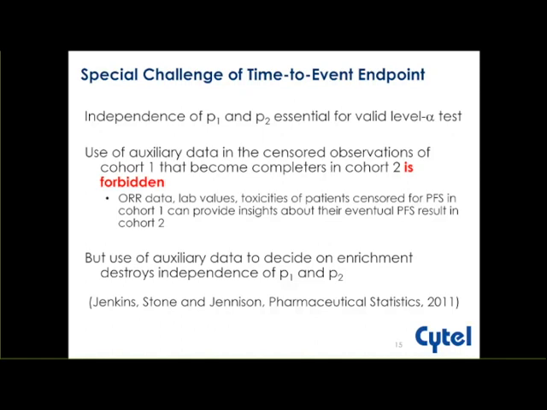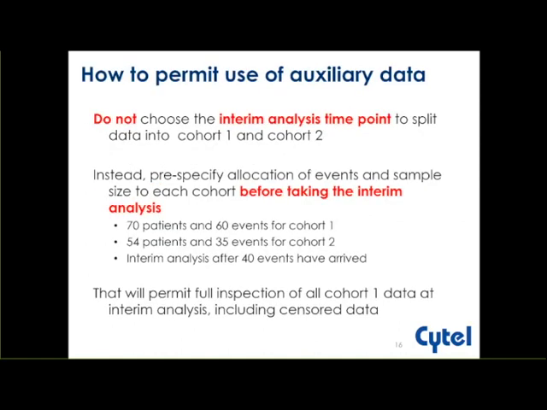So instead of choosing the interim analysis time point to split the data in cohort 1 and cohort 2, what needs to be done is to pre-specify the allocation of the events and the sample size to each cohort before taking the interim analysis. So, as an example here, you can specify that cohort 1 is going to be 70 patients and 60 events. The interim analysis is going to be taken after 4 events have arrived, and cohort 2 is going to contain 54 subjects corresponding to 35 events.